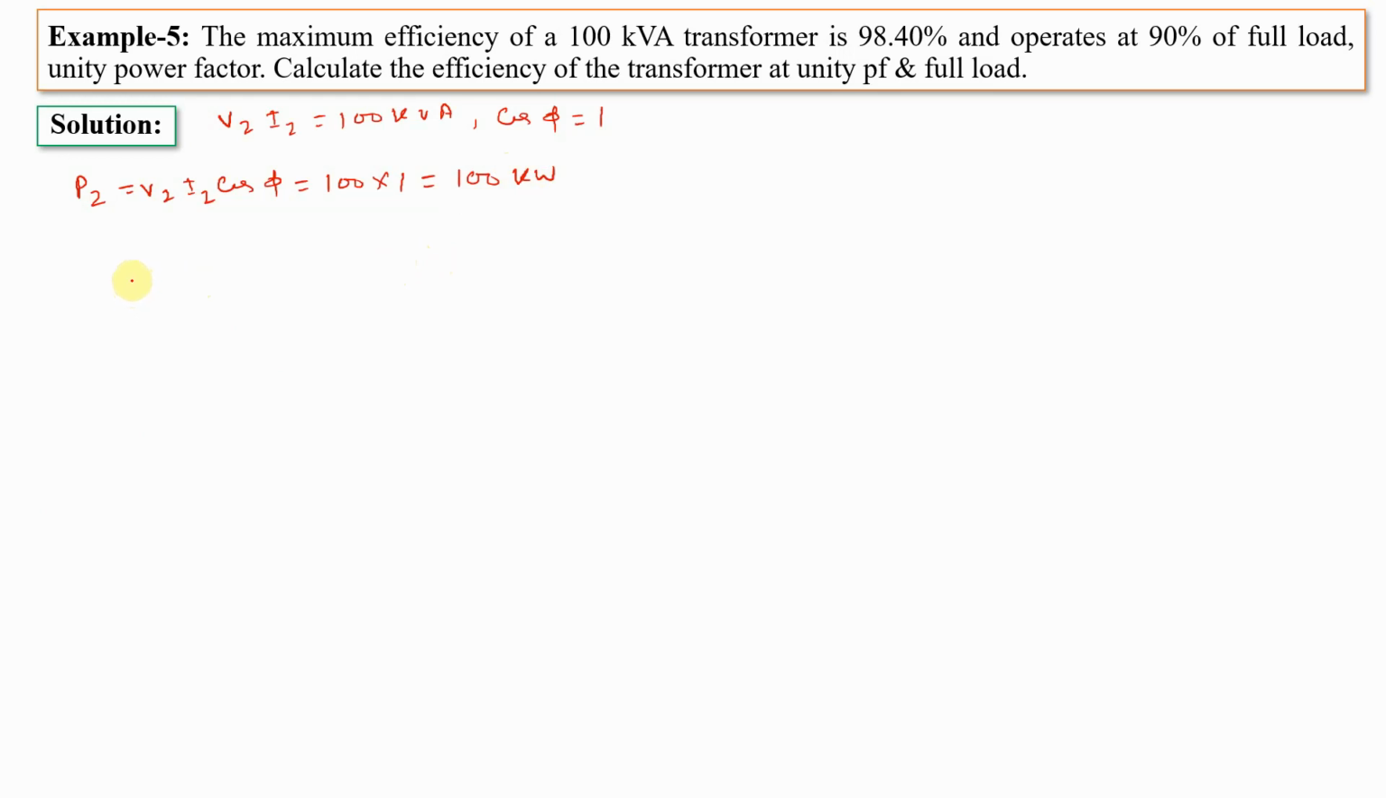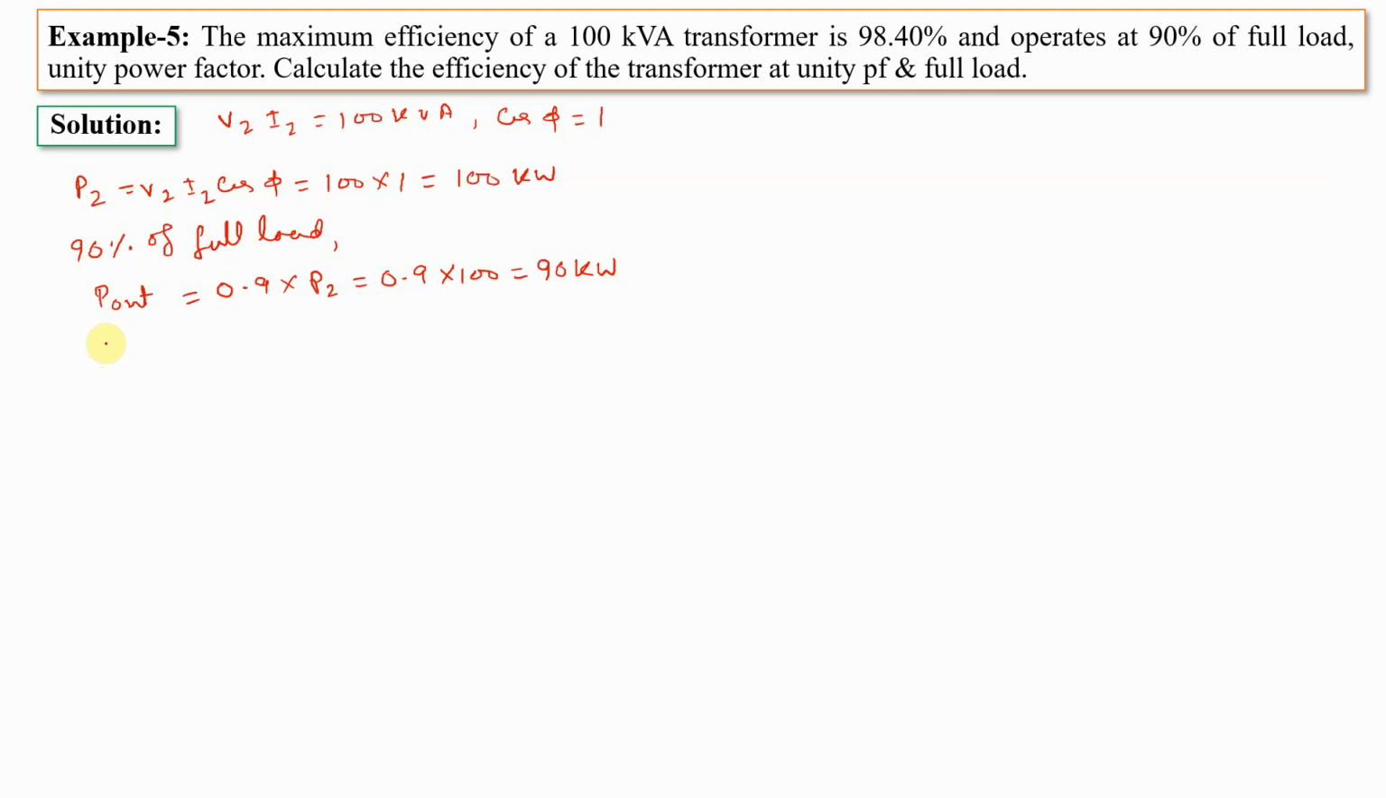The efficiency of the transformer is maximum when the output is 90% of the full load. So 90% of full load means the output power will be equal to 90% of P2. That means it is 0.9 into P2, 0.9 into 100, that is 90 kilowatt. This is the output at 90% of the full load condition.